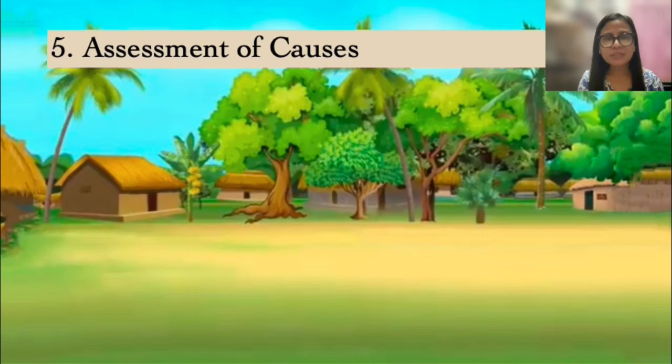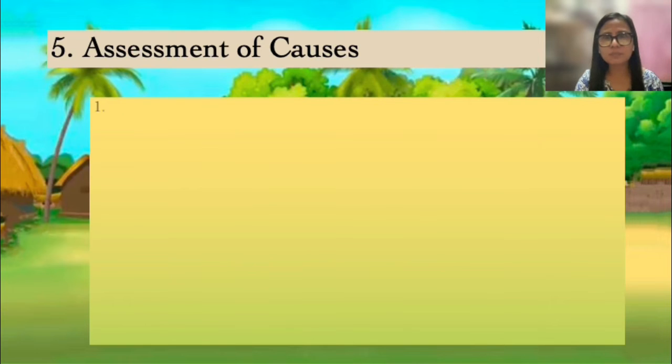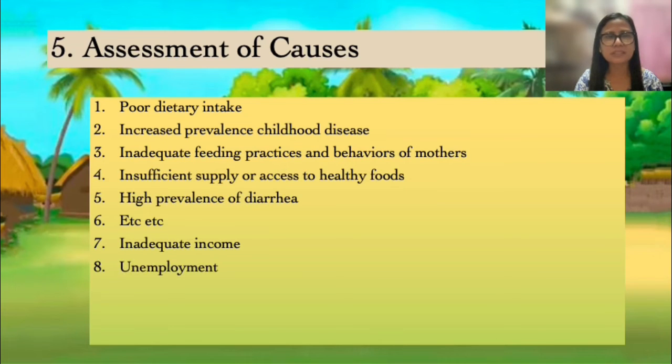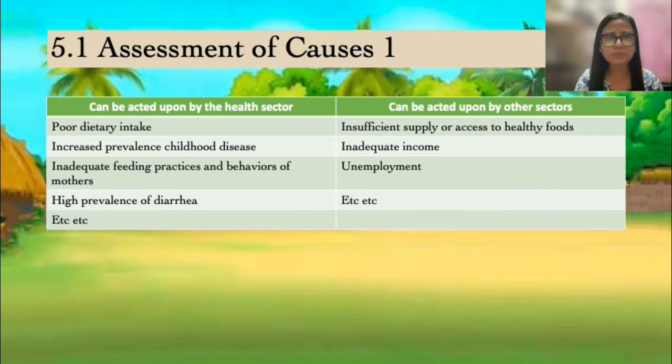Now, given the limitations that our students have in fourth year community medicine, we go to further assessment of the causes. So we list all the causes here, all the factors in the problem tree, those at the bottom like poor dietary intake, increased prevalence of childhood disease, inadequate feeding practices and behaviors of mothers, insufficient supply or access to healthy foods, high prevalence of diarrhea, inadequate income, unemployment, etc. The first step that you do is to divide these causes into those that can be acted upon by the health sector and those that can be acted upon by the other sectors.